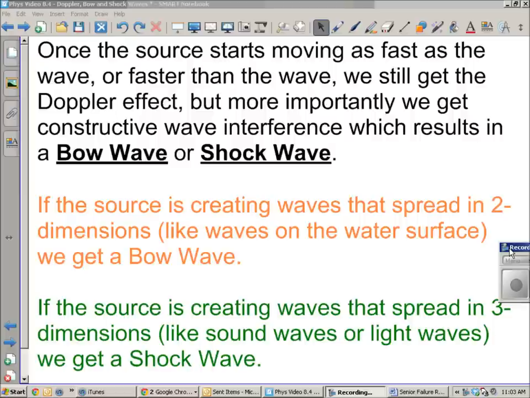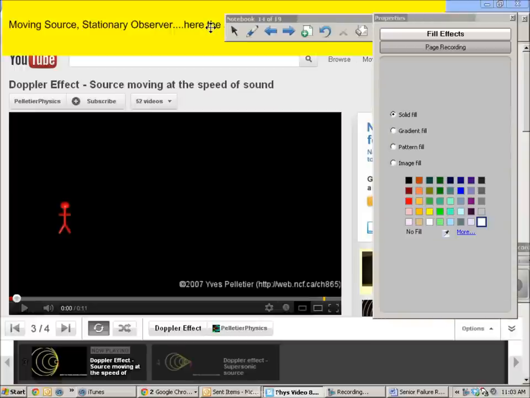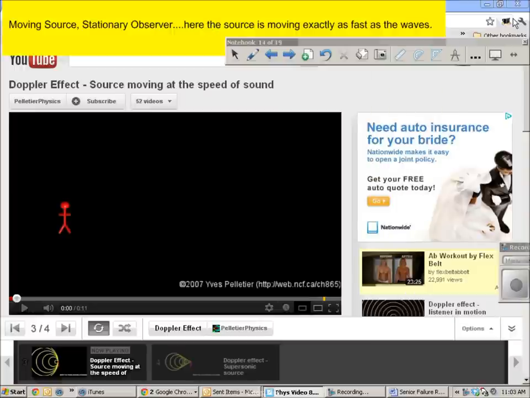All right, so what happens if the source is moving exactly as fast as the wave that it creates? Let me show you. Here is the answer to that question. Over here in red, we've got our source. He's hanging out. So if I hit play, what's going to happen is my source right here is going to start moving this way. And watch what happens.